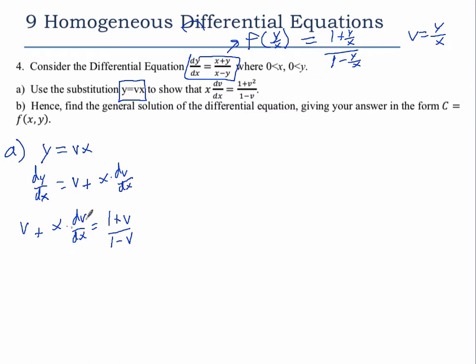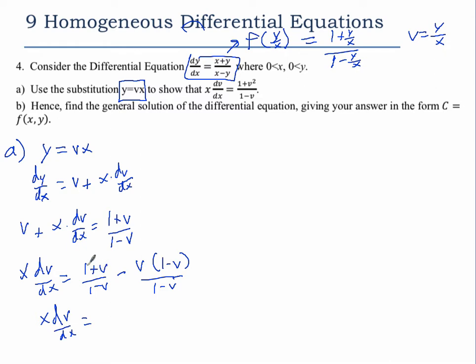We can separate the x's and the v's, so we can subtract v from both sides. That's going to be 1 plus v over 1 minus v minus v times 1 minus v over 1 minus v. Okay, so then we add that together, we get x dv/dx equals 1 plus v minus v plus v squared, so it's going to be 1 plus v squared over 1 minus v.